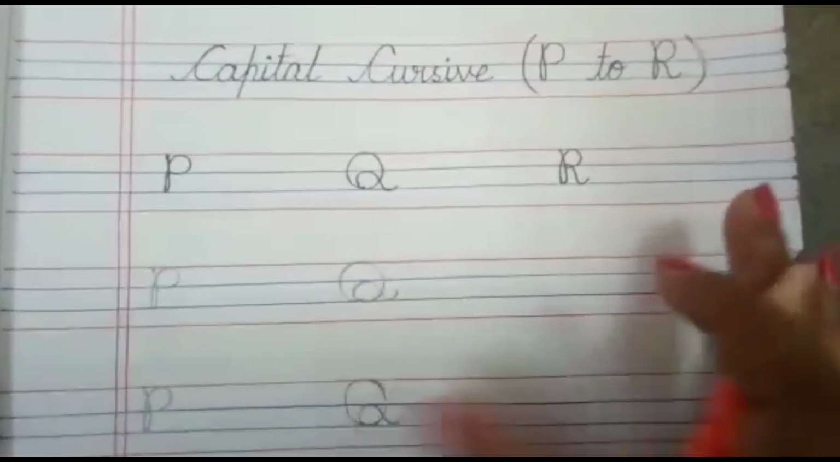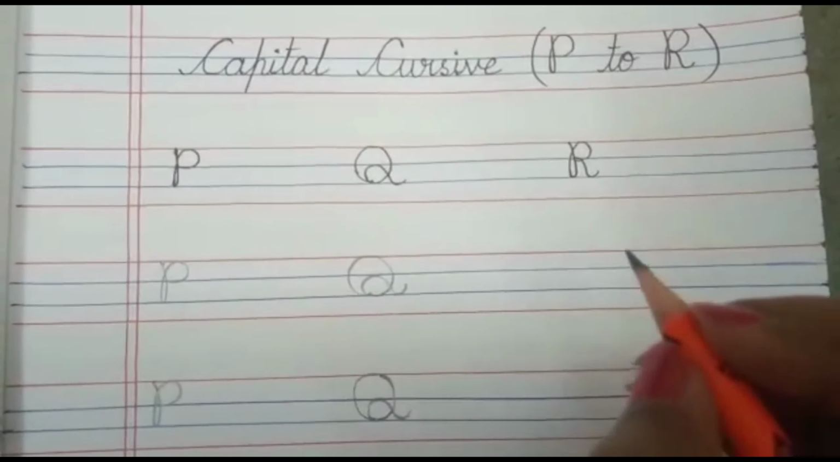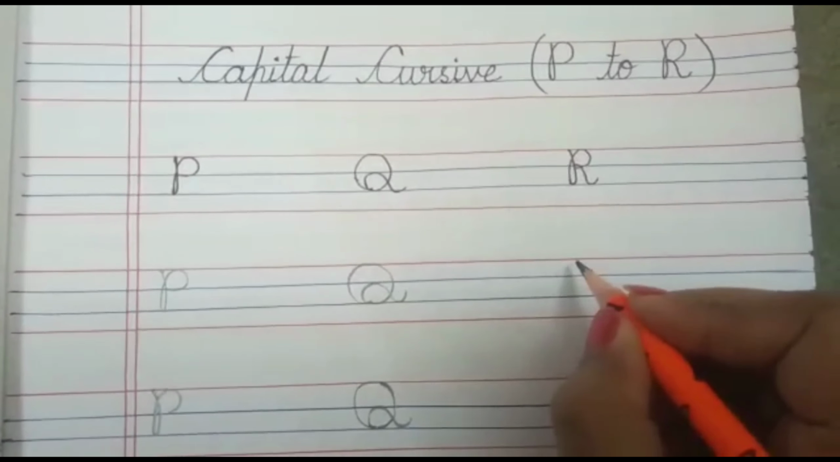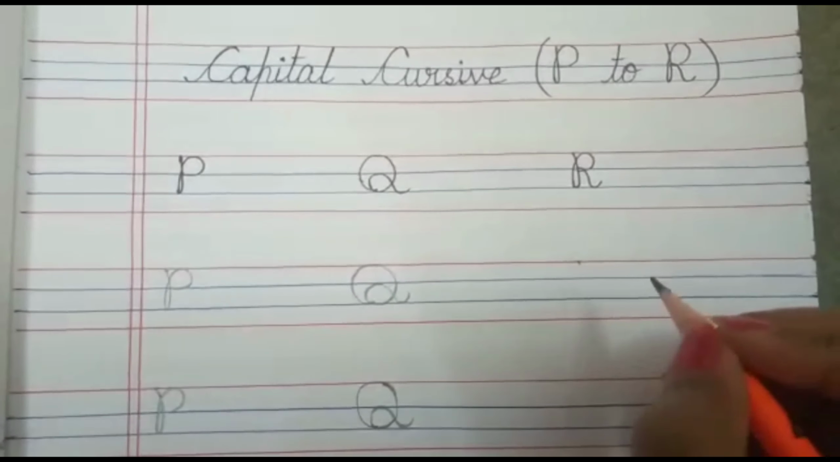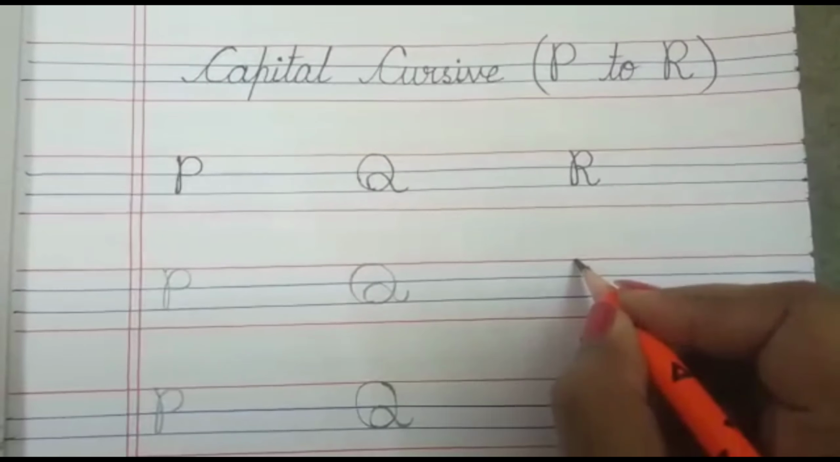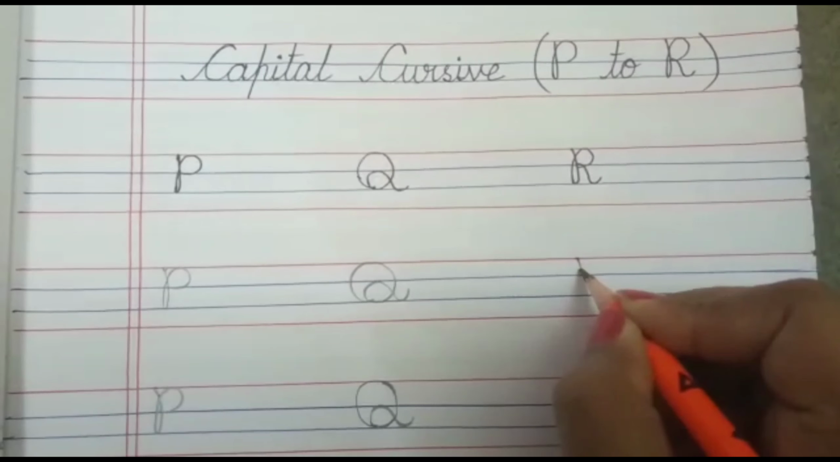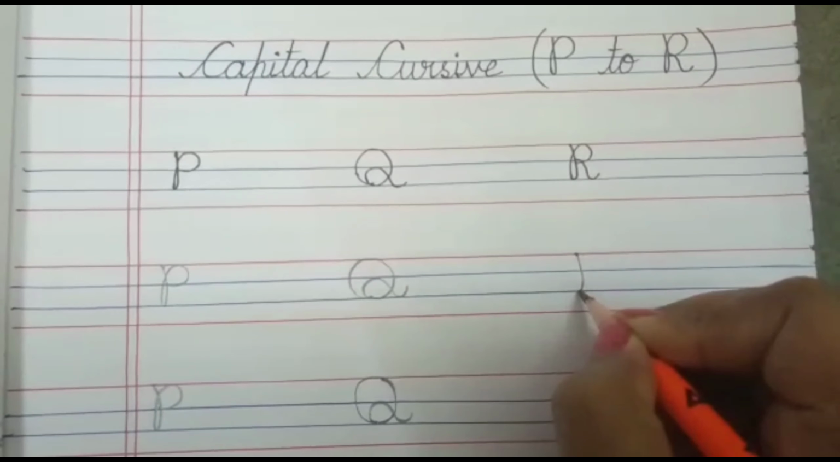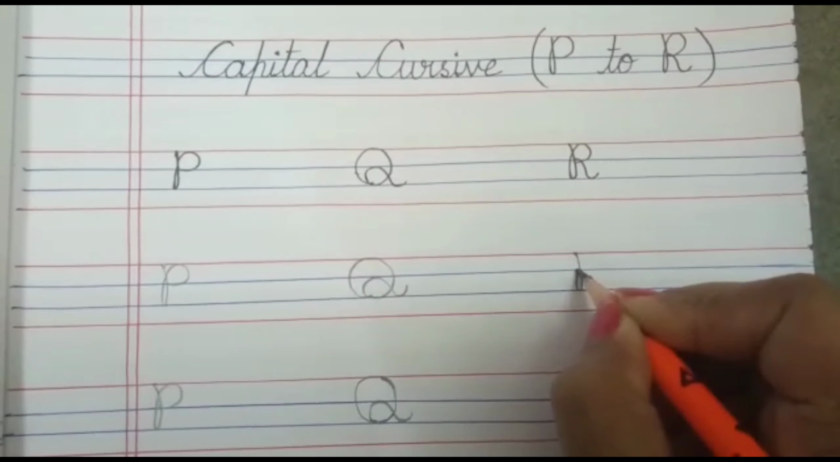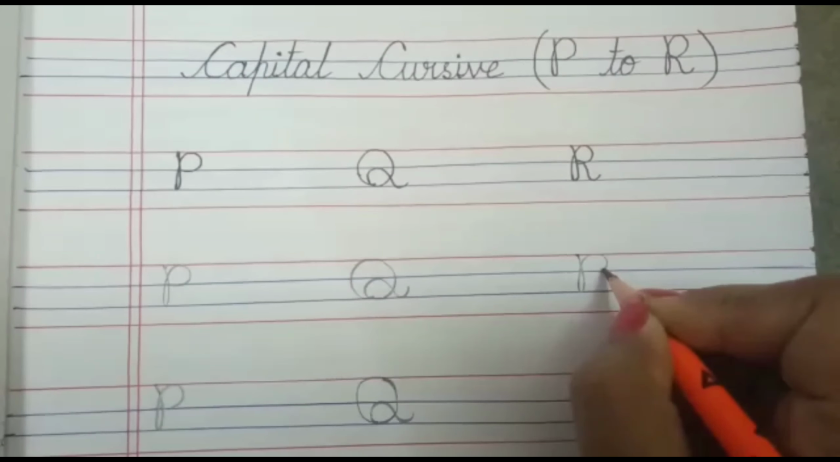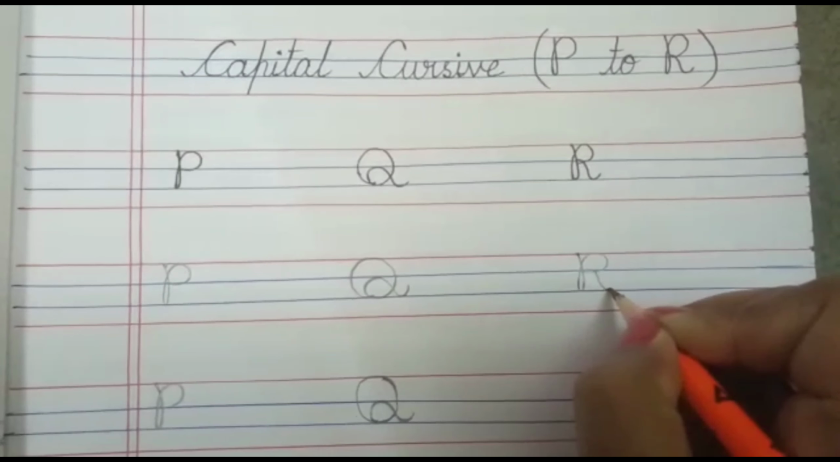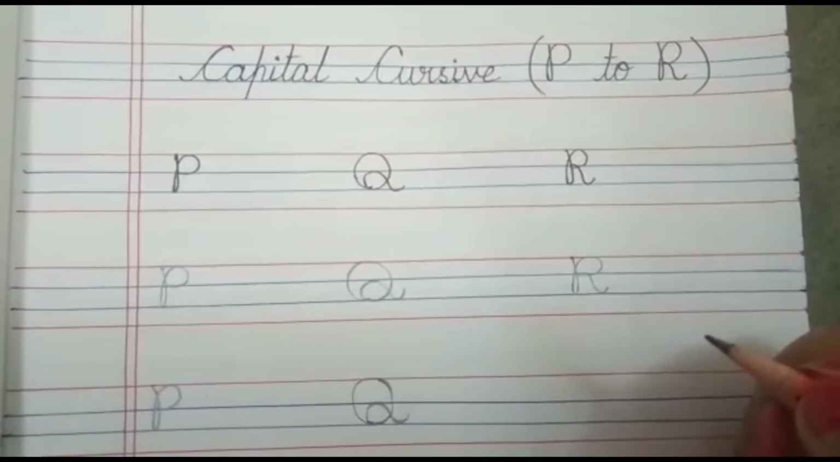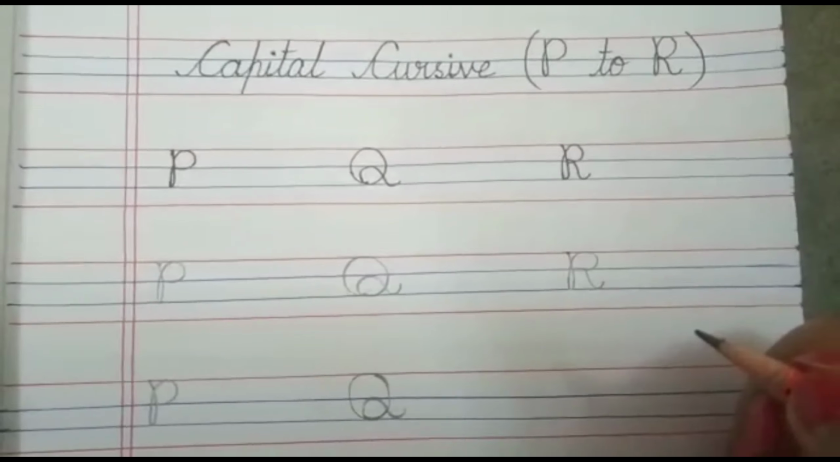Now I am going to show you how to write R. All of you please pay attention. This is our starting point. So I put a dot over here. From here, I will come down to the second blue line and then I will go up to the red line. Then I will join this and from there I will again come down to the second blue line. In this way we will write R.